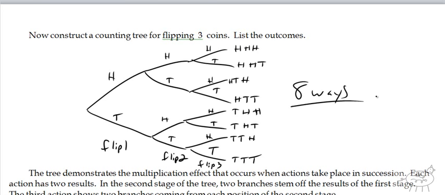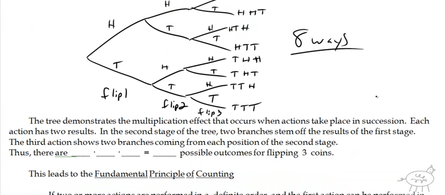Okay, pretty easy. It says the tree demonstrates a multiplication effect that occurs when actions take place in succession, meaning right after the other, right? Each action has 2 results. In the second stage of the tree, 2 branches stem off the results of the first stage. The third action shows 2 branches coming off of each position of the second stage. Thus there are, and we're going to do a little math now, 2 times 2 times 2, because 2 possibilities for the first flip, 2 for the second flip, 2 for the third flip, so our total is 8, which is what we got there.